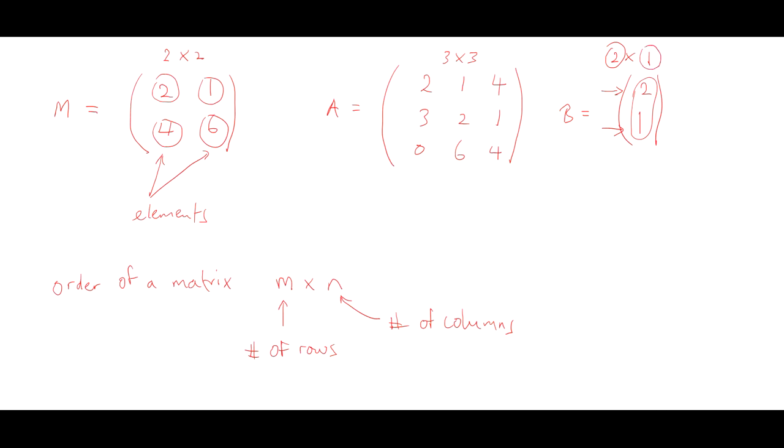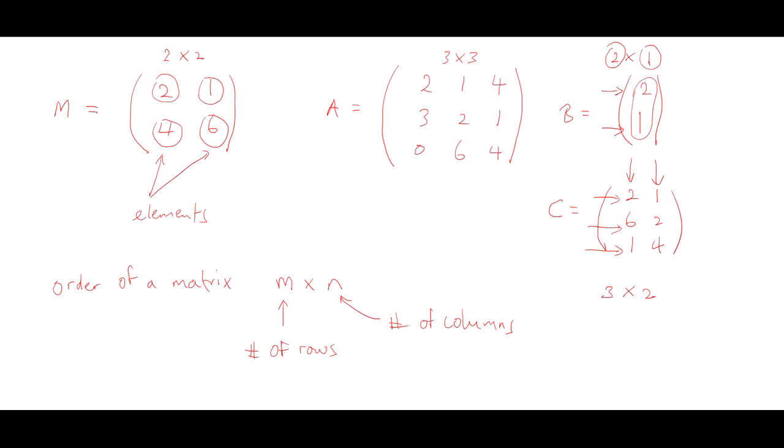Let's say I have another matrix and I represent it as, let's say, 2, 1, 6, 2, 1, 4, right? What is the order of this matrix? Now if we look at it, how many rows do we have? This is the first row, this is the second row, and this is the third row. So it's a 3 by, and how many columns do we have? 1, 2 columns. So the order is 3 by 2.